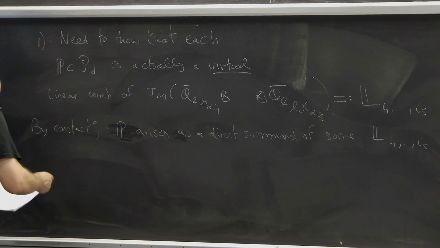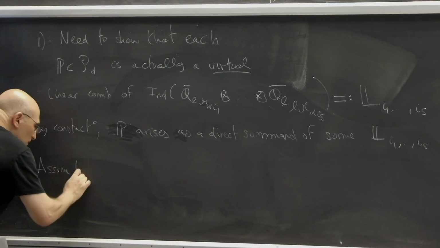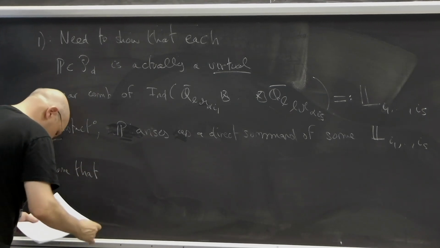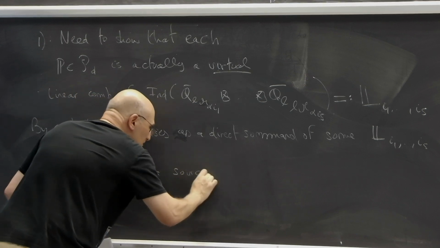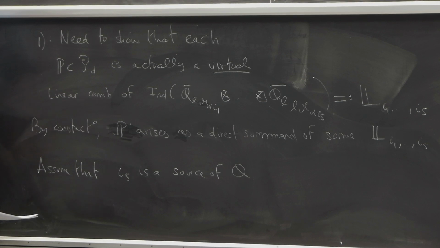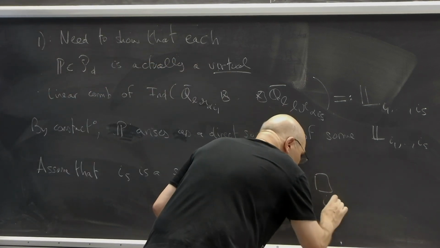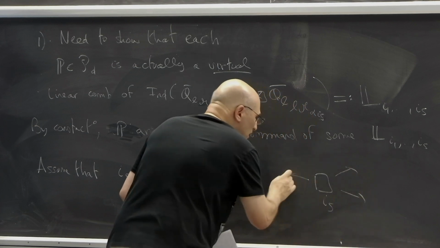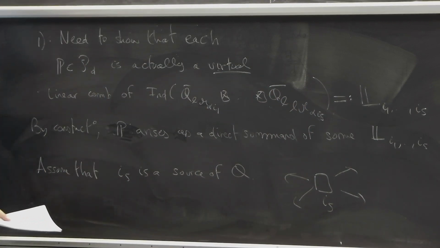Okay, now let's assume that IS is a source of Q. Okay, at some point we have to use the quiver, right? So what do I mean by source? I mean that this is the vertex IS, and the arrows just all leave this vertex.